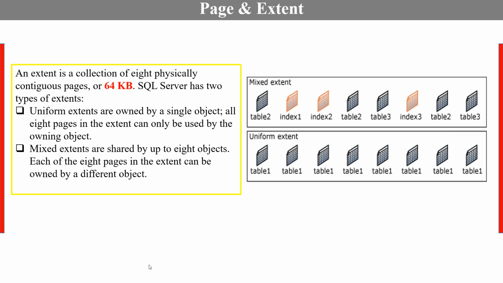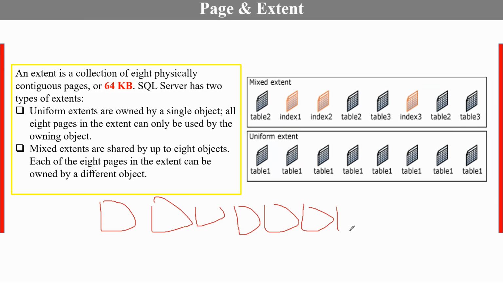Means in the 8 pages, first 3 pages contain the employee data, next 3 pages contain the department data, and the next 2 pages are empty. Assume they are empty. Now tell me whether this extent is a uniform extent or mixed extent. This is a mixed extent.